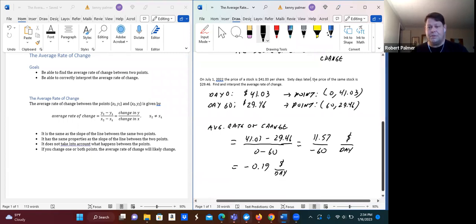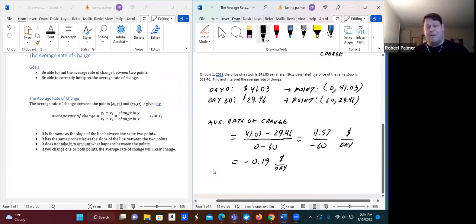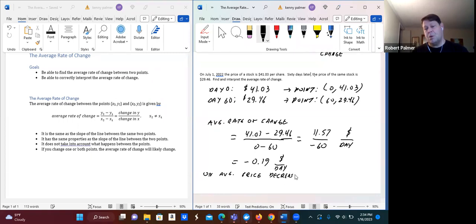Now, what does this tell us? On average, the stock price decreased $0.19 per day over the time period. We're not trying to claim anything about what happens outside this time period. We know the stock is less now than it was 60 days earlier, but we don't know what happened in between. It may have gone up quite a bit, might have gone down a lot more, or might have come back up at some point. It only tells us about those exact moments.